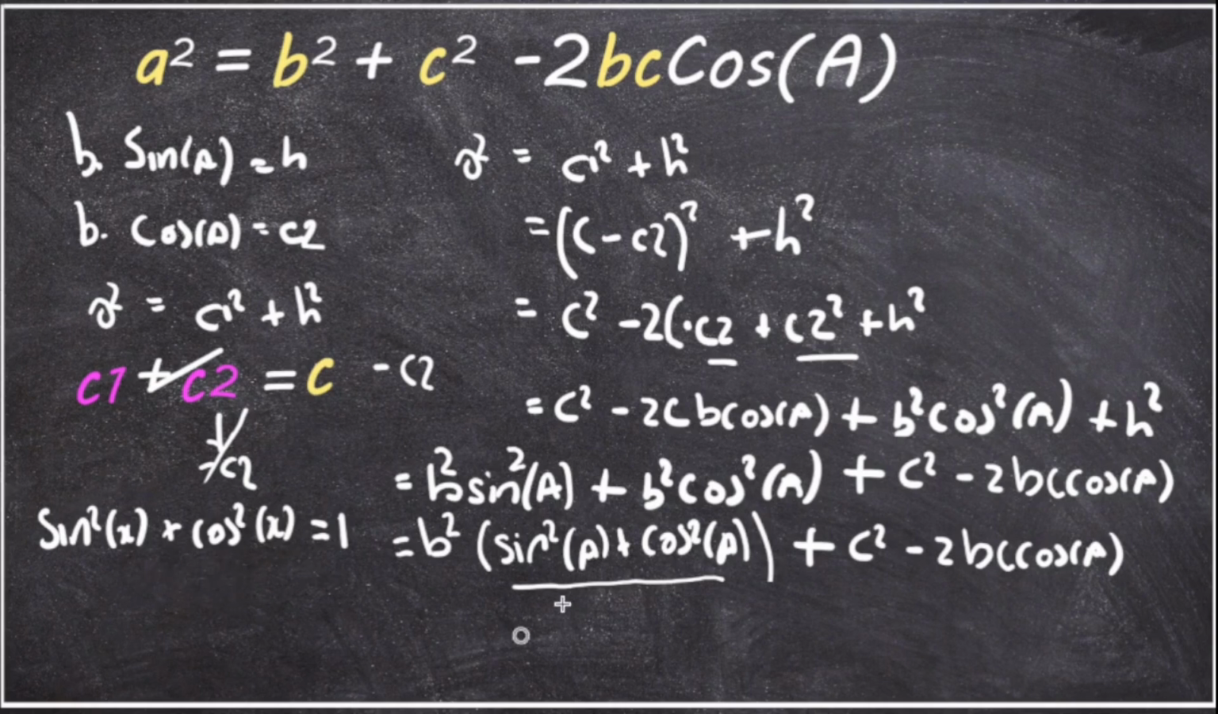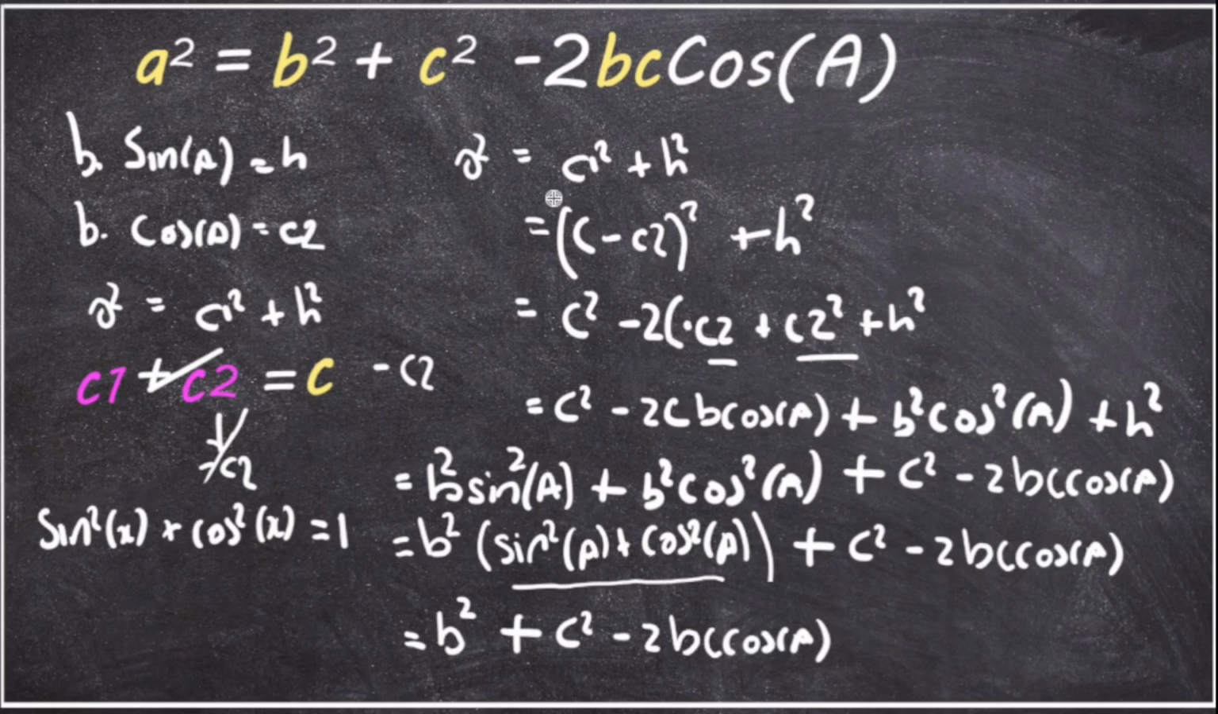What this means is that the value inside of the bracket sine squared a plus cosine squared a equals 1. So b squared times the brackets is just b squared times 1, which equals b squared. So the result is just b squared. And we can just add the rest of the expression. And so what was initially given as c1 squared plus h squared is actually b squared plus c squared minus 2bc cosine of a. So the right hand side of the equation that we got from Pythagoras is equal to the right hand side of the cosine rule.